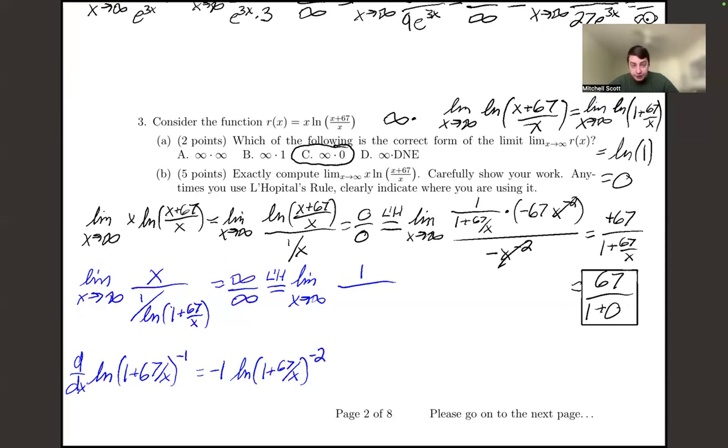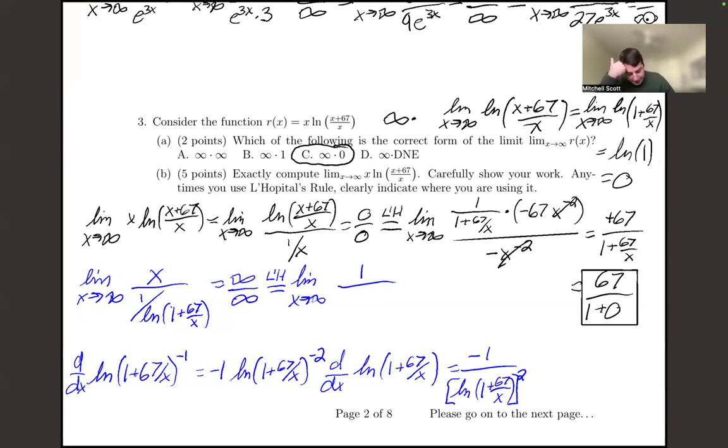right? The derivative of the inside is actually this entire function, so times d/dx of ln(1 + 67/x). And I think we did this up here already, so we'll be good there. And we see that this is going to equal minus 1 over [ln(1 + 67/x)] squared. Put a bracket around there so we know it's squared.